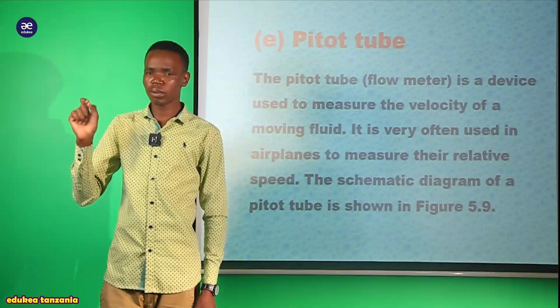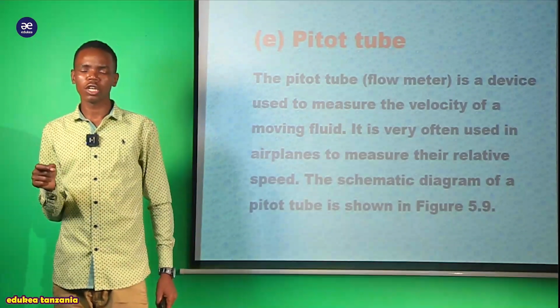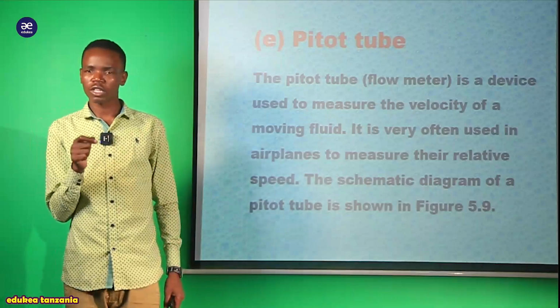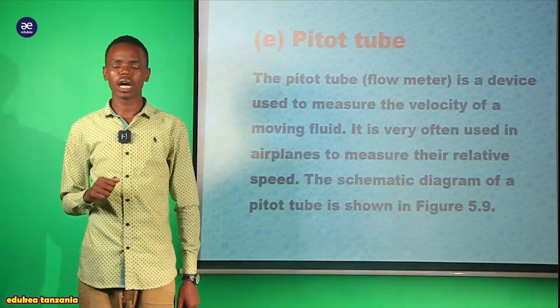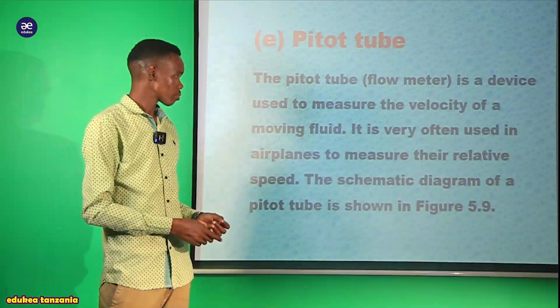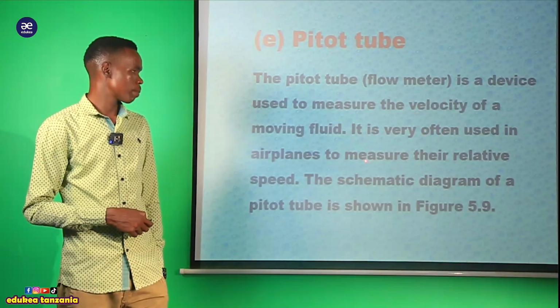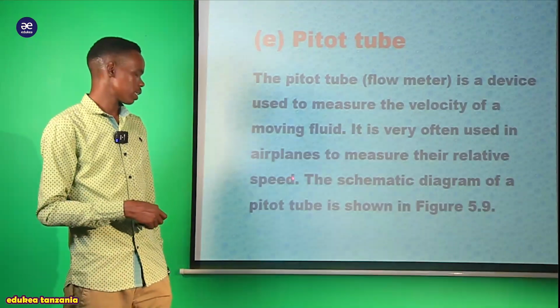Kwa instrument used to measure the motion or the moving of the fluid, tunaita ni pitot tube au sometimes tunaita ni flowmeter. So it is very often used in airplane to measure the relative speed.